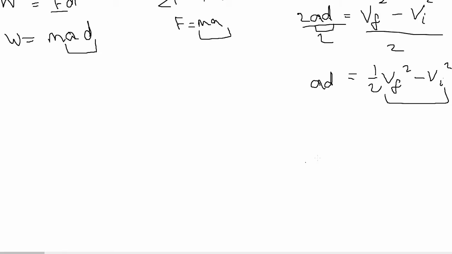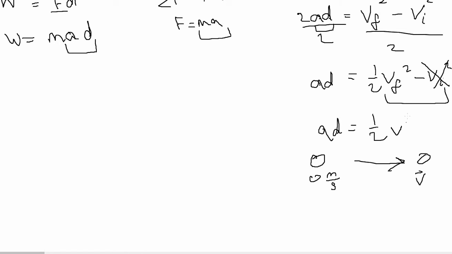So the assumption we're going to make is that we have an object. It starts with 0 meters per second, and it accelerates to some velocity v, right? Some velocity vector v. So what that means is we can just get rid of this, and then our v final would just be v. So we would have ad is equivalent to 1/2 v squared, right? Make that 0, and then make this just the final velocity, v.